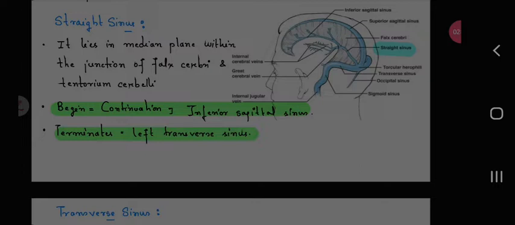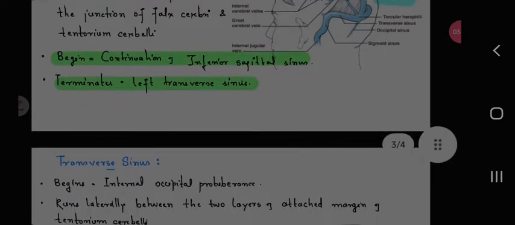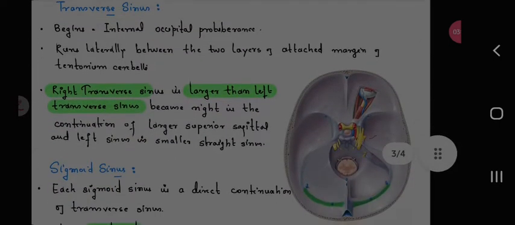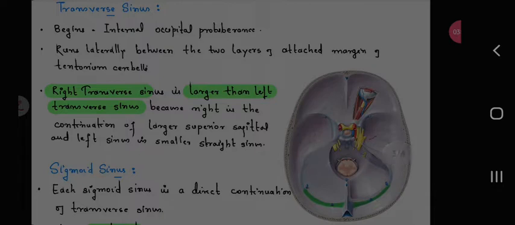Straight sinus is the continuation of inferior sagittal sinus and terminates at the left transverse sinus. Transverse sinus begins at the internal occipital protuberance and runs laterally between two layers of the attached margin of tentorium cerebelli.